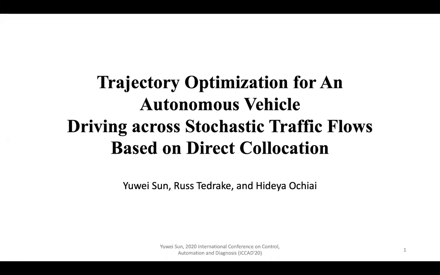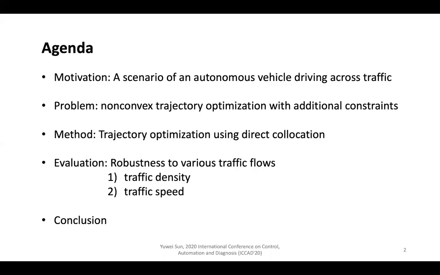Today I'd like to share with you our recent research on trajectory optimization for an autonomous vehicle driving across stochastic traffic flows based on direct collocation. First, I'm going to present the motivation and the problem of this research. Then I will share with you the method of direct collocation for trajectory optimization. And I will evaluate the scheme's robustness to various traffic flows through the traffic density and speed. Finally, I will conclude the research.